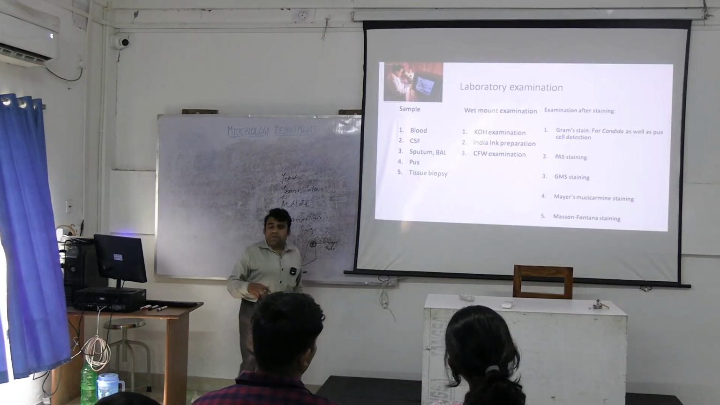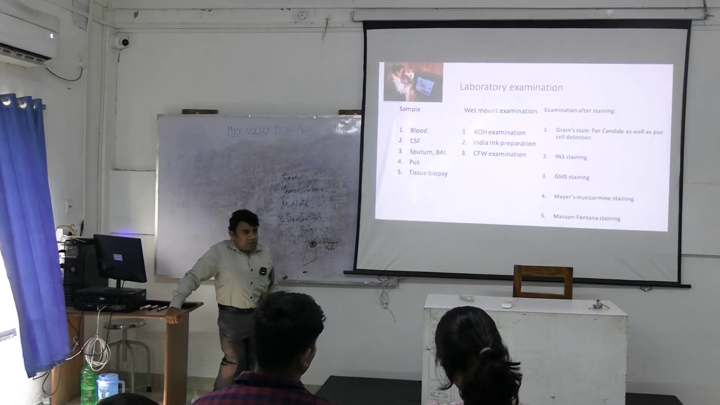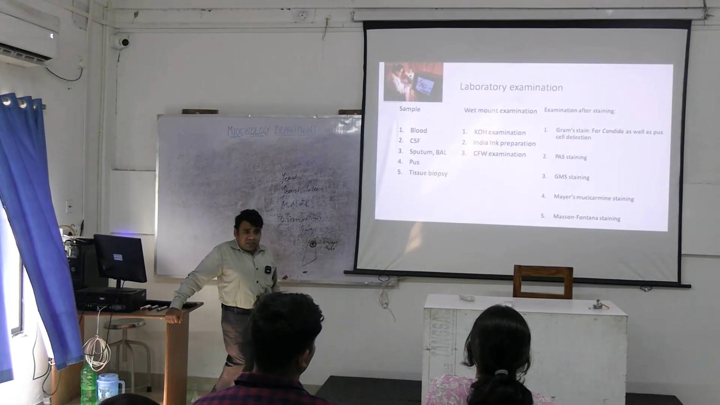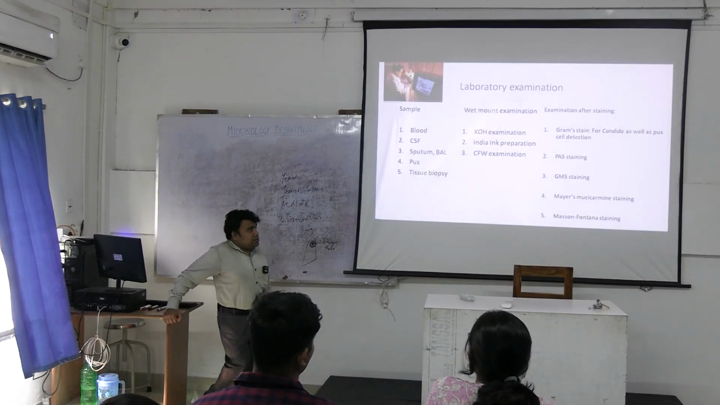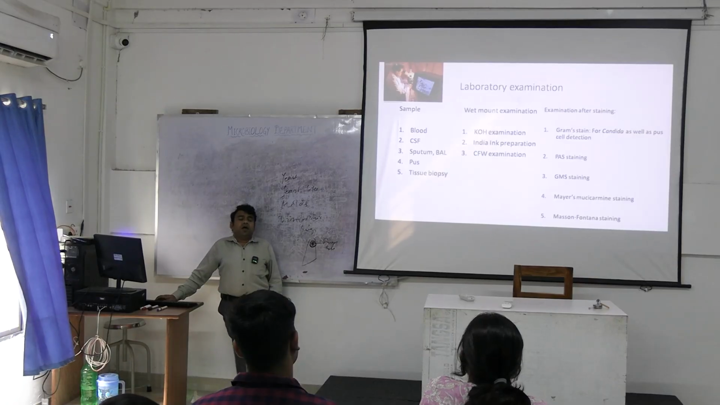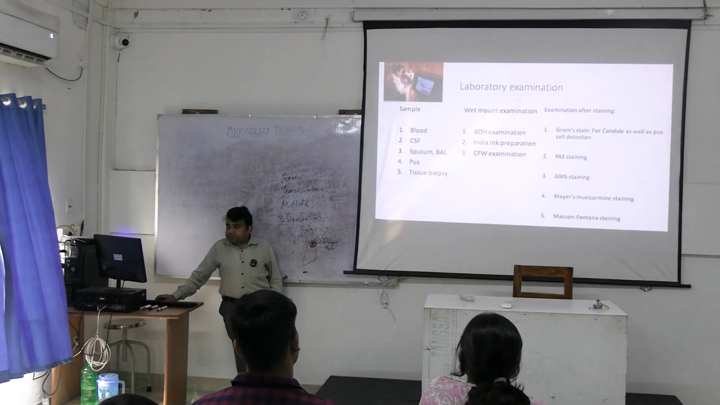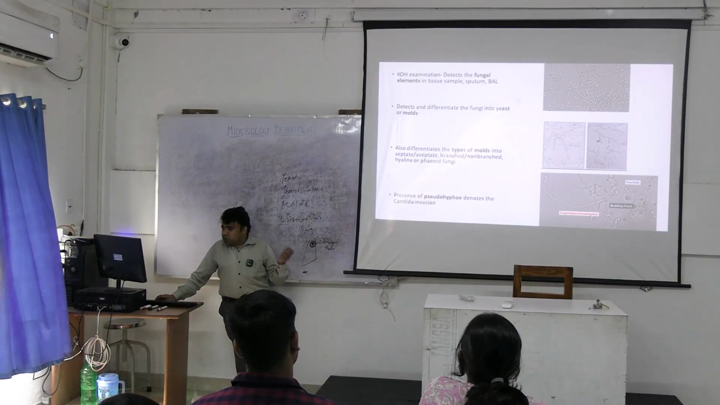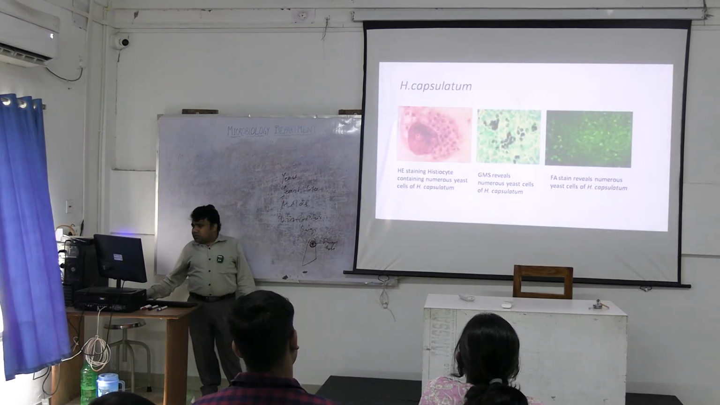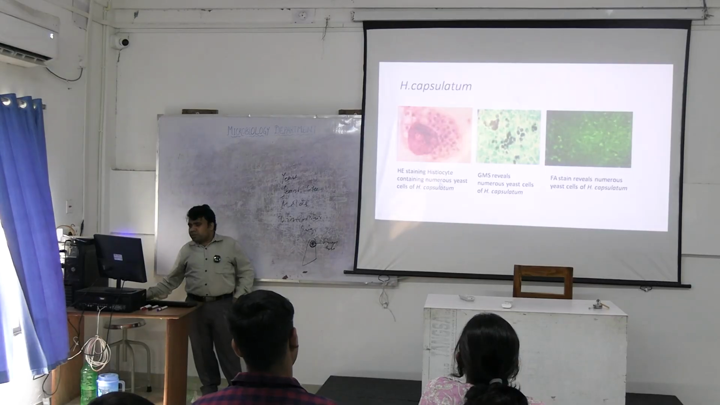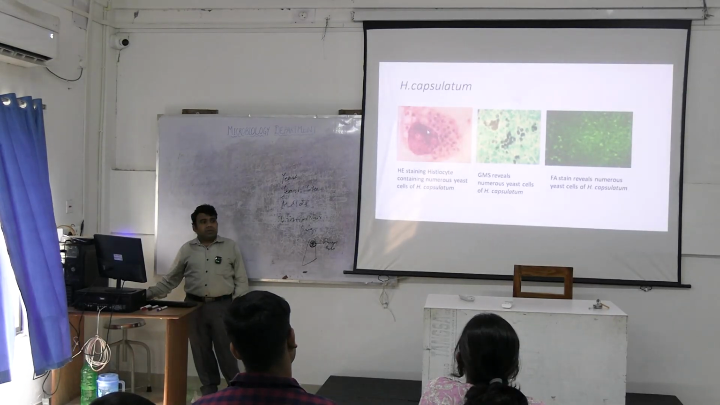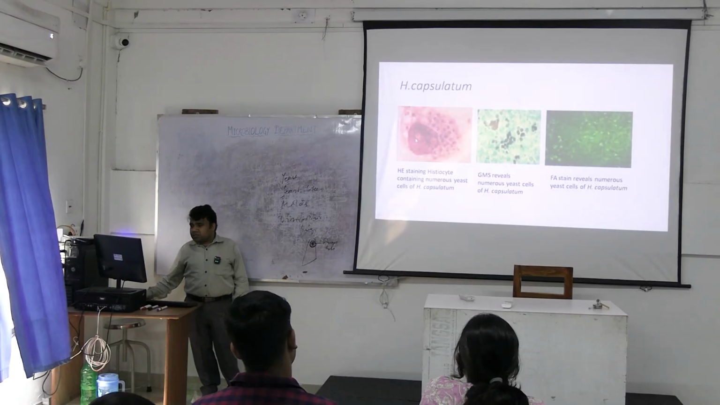Furthermore, we can go for particular stains. It could be a Gram stain, a GMS stain or Gomori methenamine silver staining, or a PAS stain, that is the periodic acid Schiff staining, or mucicarmine staining, or Masson-Fontana staining, depending on the type of the organism that is expected. Furthermore, we can also go for the culture and demonstration of other methods. So these are some of the images, like in Histoplasma capsulatum, H&E staining, you can see a large histiocyte which contains a yeast cell.